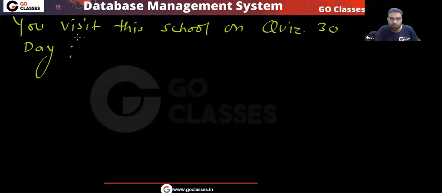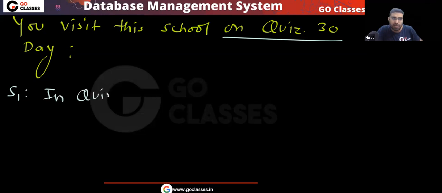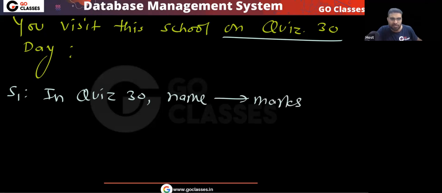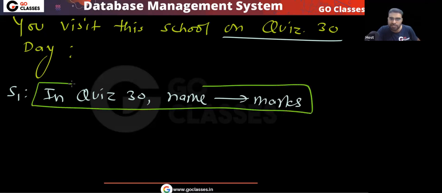So please understand that if you visit this school on this day, then which statement is correct? This statement is correct, that in this quiz 30, same name implies same marks, or I can say name implies marks. Means if you have same name, then you have same marks. Is this statement correct or not? In this quiz 30, if you have same name, then you have same marks. This statement is correct.